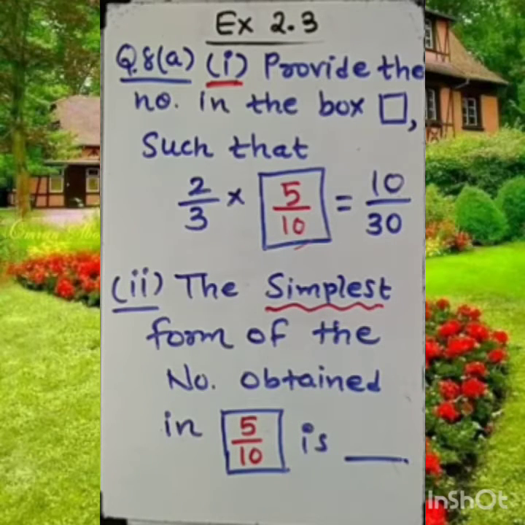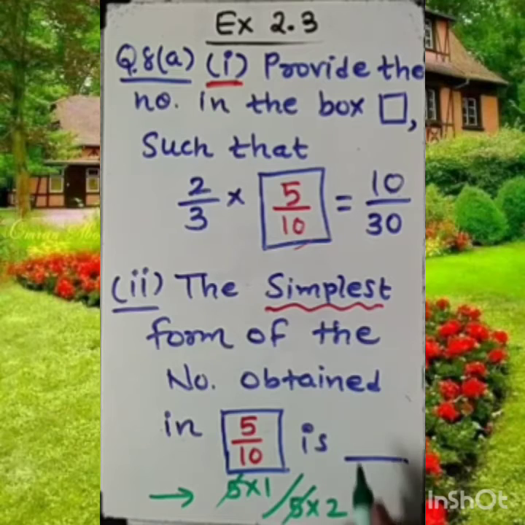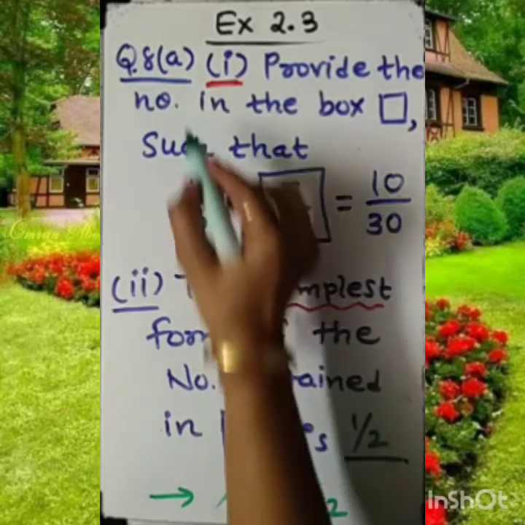Now what is the simplest form of 5/10? Let me explain. We know that 5/10 can be written as 5 times 1 in the numerator and in the denominator 5 into 2. 5 and 5 cancel. So the answer here is 1/2. This is the solution of A part.